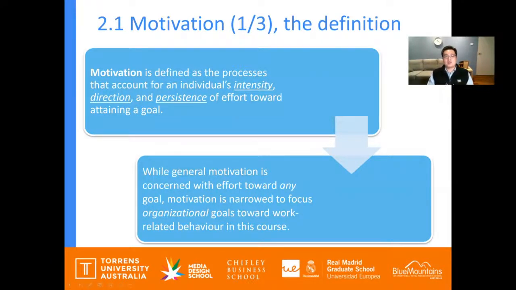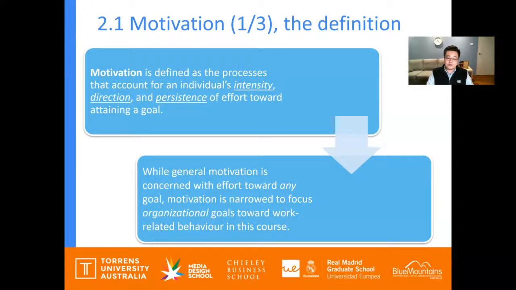Let's first define what is motivation. According to the textbook, motivation is defined as the processes that account for an individual's intensity, direction, and persistency of effort towards attaining a goal. That means motivation is someone has the intensity, whether they want to go work along with this direction, and also how hard they want to work along with this direction, work along with this road. That is what we call the persistency.